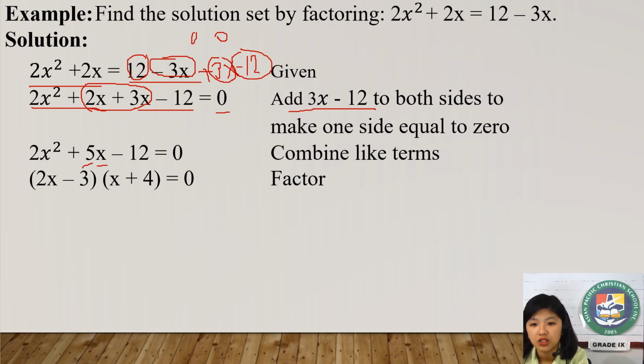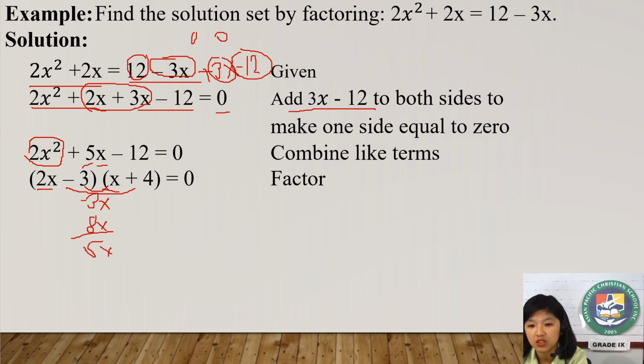So, dito, since 2x times x is 2x squared, then negative 3 times x is negative 3x. Then, dito, 2x times 4 will give you 8x. So, negative 3x plus 8x is 5x. Bakit? Kasi, unlike sign, kaya subtract. So, 8 minus 3 will give you 5.